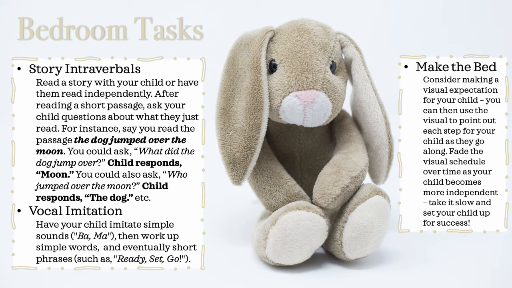For vocal imitation, you would have your child imitate simple sounds such as ba and ma. Then you would work up to simple words like cat and hat, and eventually short phrases such as ready, set, go. You could also have your child make the bed. Consider making a visual expectation for your child, such as a chart that you can point to for each step as they go along. Fade the visual schedule over time as your child becomes more independent. Take it slow and set your child up for success.